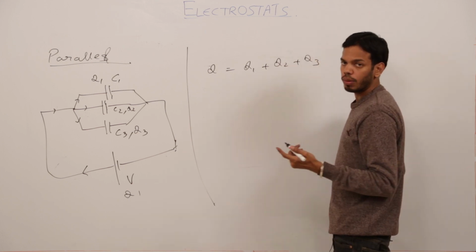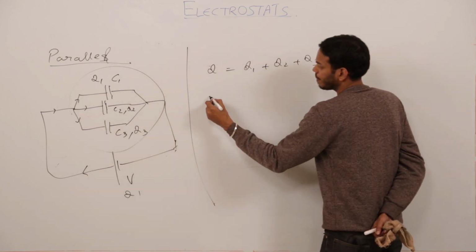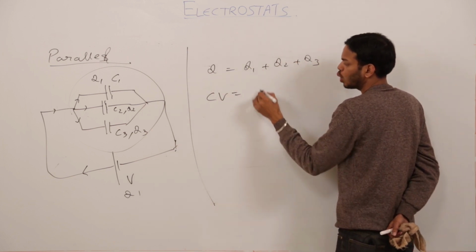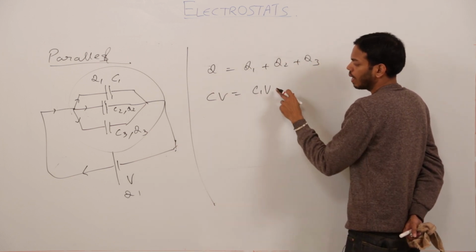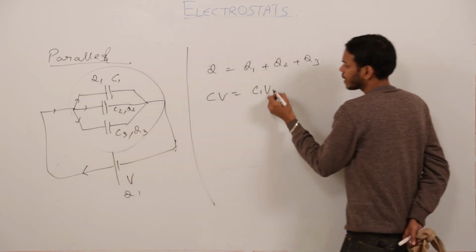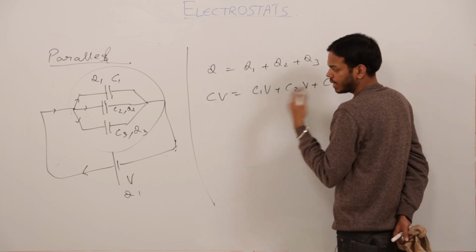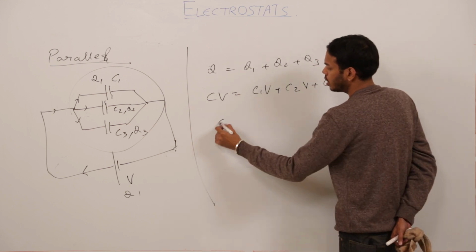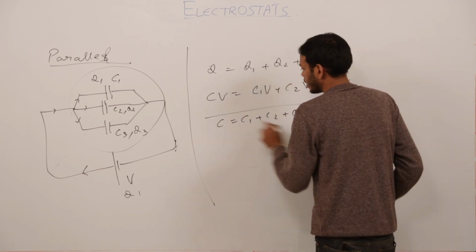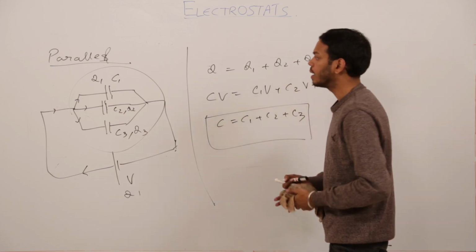What is the formula for Q? C into V. If C is the overall capacitance, C into overall voltage which is V, and for Q1 it will be C1 into V1, but V1 is V only because in parallel voltage is same. C2 into V plus C3 into V. Take out V common and cancel it out. You will be left with C1 plus C2 plus C3. So this is the formula for capacitors in parallel.